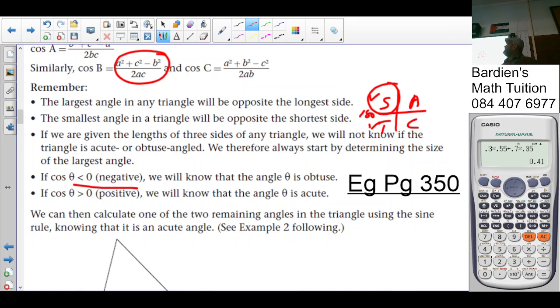Make sense, people? If this ratio comes to be positive, we know that the largest angle is acute, so all the angles in the triangle are less than 90. However, if that value is negative, then that triangle is an obtuse triangle. So make a note there. If cos of theta is less than 0, negative, we know that the triangle is obtuse. And if cos of theta is greater than 0, positive, we know that the angle is acute. Very important to note. Alright, so list those bullets quickly.